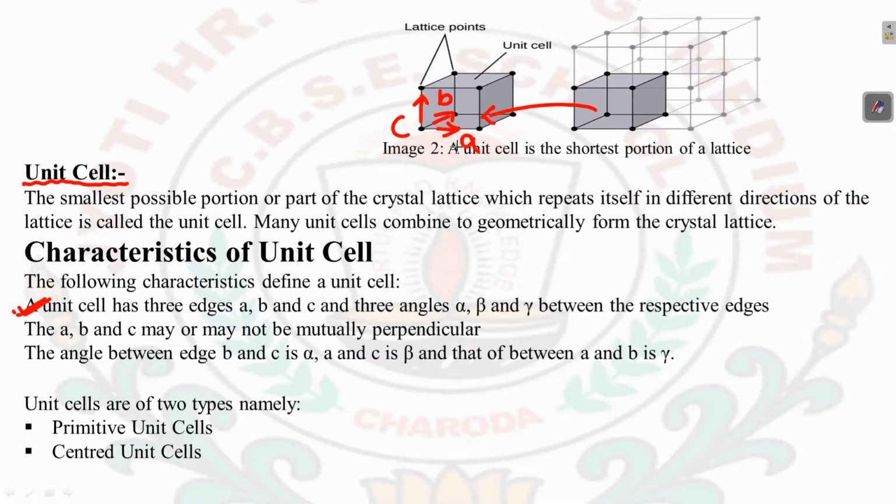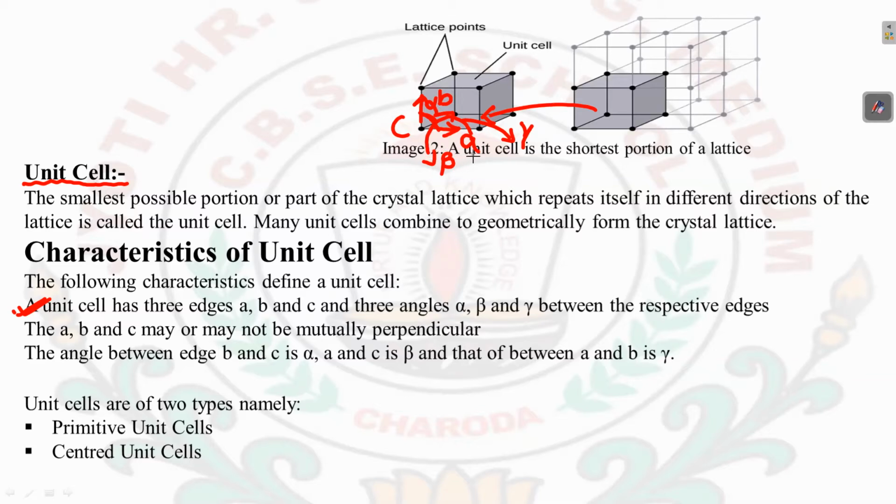Now, these three edges will be having angles also. They are making some angles with each other. So if I am taking in consideration that opposite to A, it means the angle between B and C, it will be considered as alpha. Opposite to B, it means the angle between C and A, it will be beta. And opposite to C, the angle between A and B, that will be gamma. So these are some of the parameters by which we can define a unit cell.